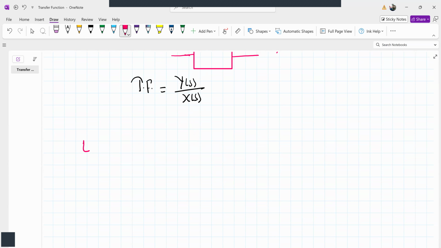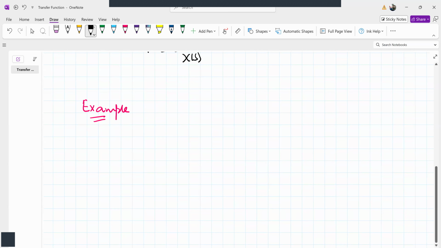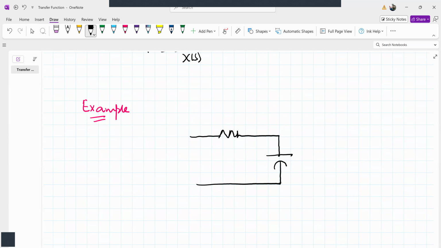So let's start with a basic, simple example. Let's suppose we have a very simple RC circuit connected to a voltage source input Vi of t, with resistance R and capacitor value C. Our output in this network is across the capacitor.